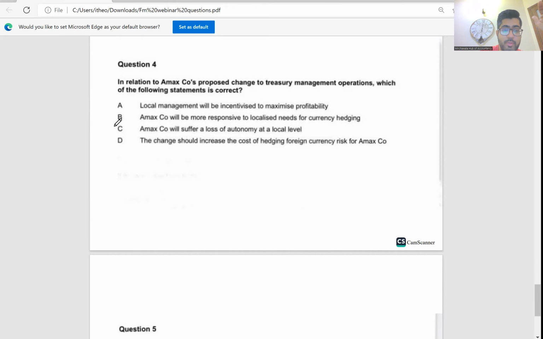Yes. When you move from decentralized to centralized, the advantage of decentralization is that autonomy and power go to a lower level. When you're going towards centralized, the local level power goes. The change should increase the cost of hedging foreign currency risk. Obviously currency risk was previously also faced by head office, and now also, so it should not change the cost of hedging.